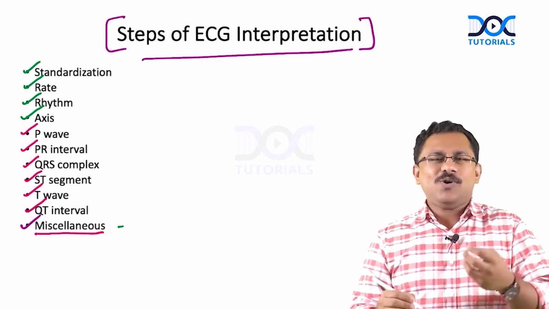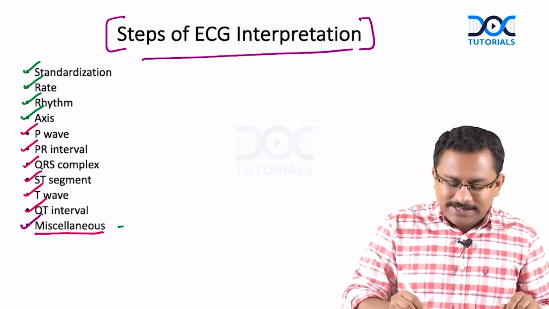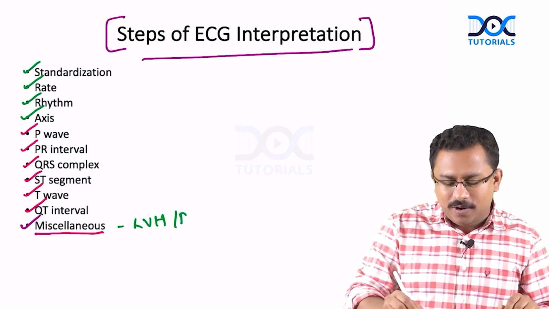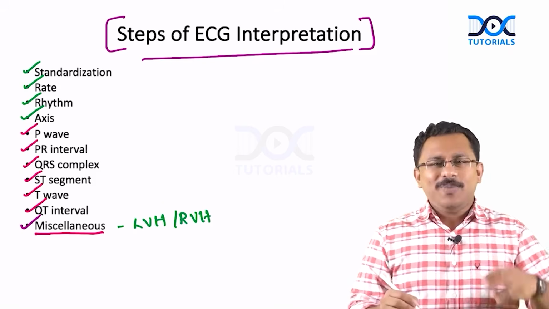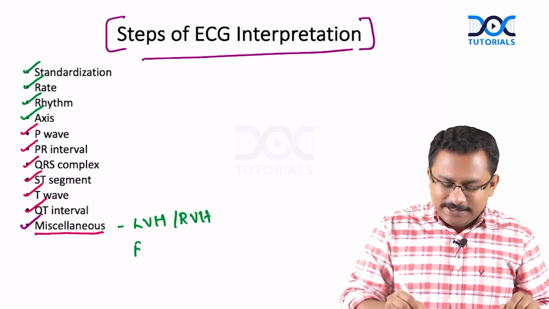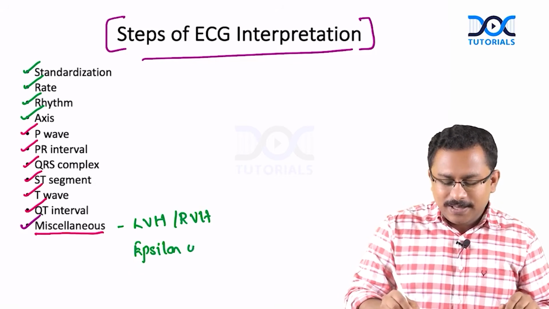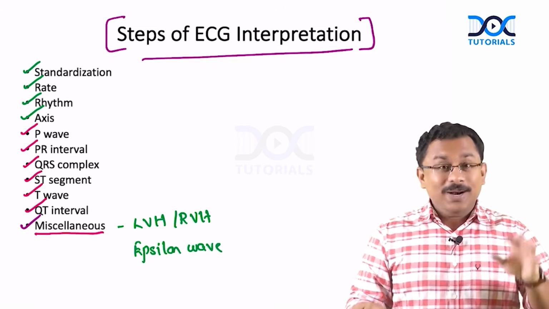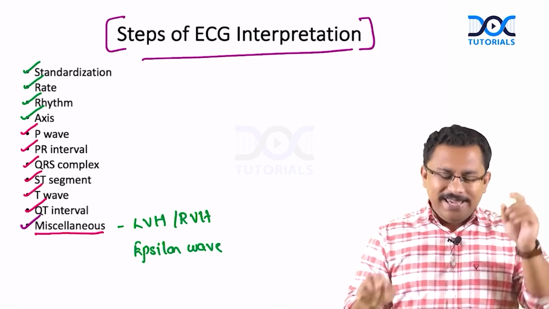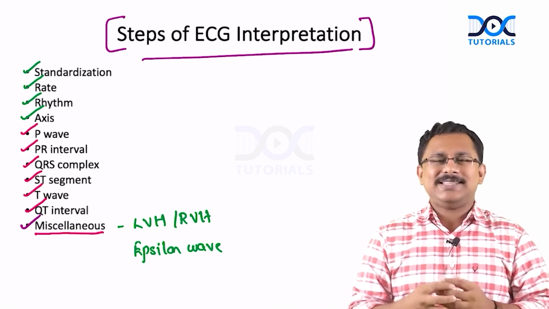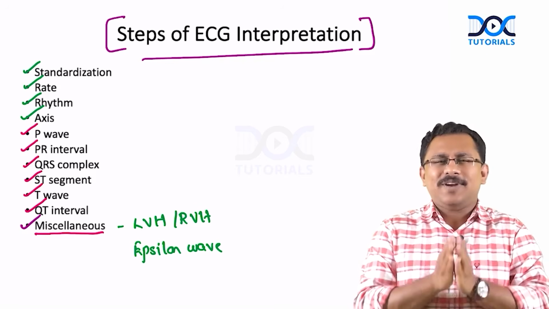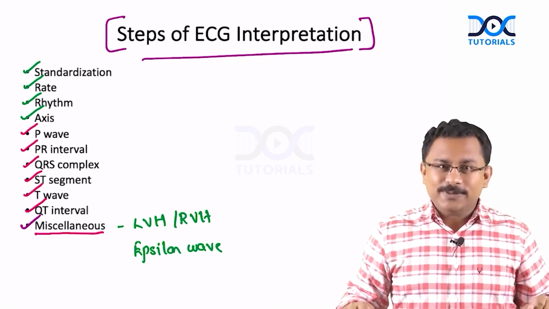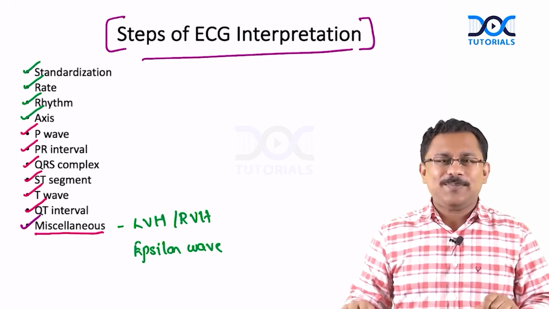In miscellaneous, I mean, suppose the patient is having some chamber enlargement, maybe some left ventricular hypertrophy or RVH, or maybe some other abnormal waves like, say, an epsilon wave. So these are the miscellaneous aspects. Now we will discuss each of these sequential steps in detail, starting from the very basics, so that you are very, very clear on this. So let's begin with the first step of ECG interpretation.